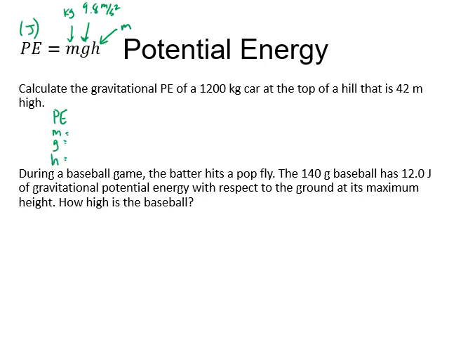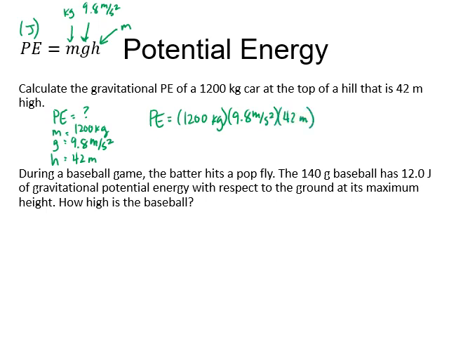PE equals mgh. So we're trying to find the gravitational potential energy here. We know the mass, that's 1,200 kilograms. We know the height, that's 42 meters. And of course, we definitely know gravity. So all of our units here are correct to use for this problem. So we can just plug it in. Potential energy equals 1,200 kilograms times 9.8 meters per second squared times 42 meters. So here our potential energy is going to be 493,920 joules.